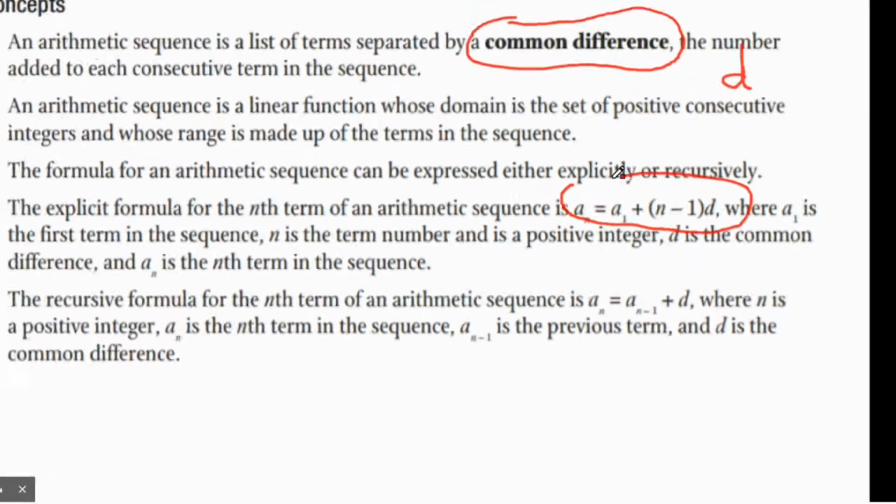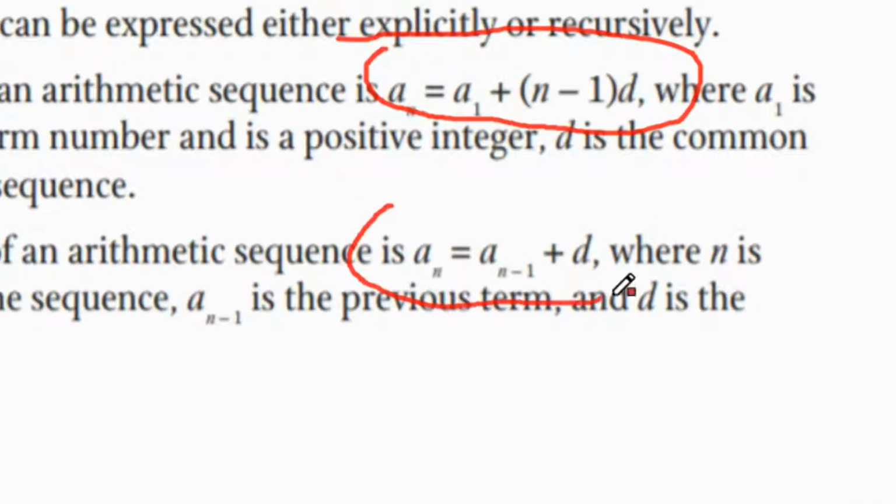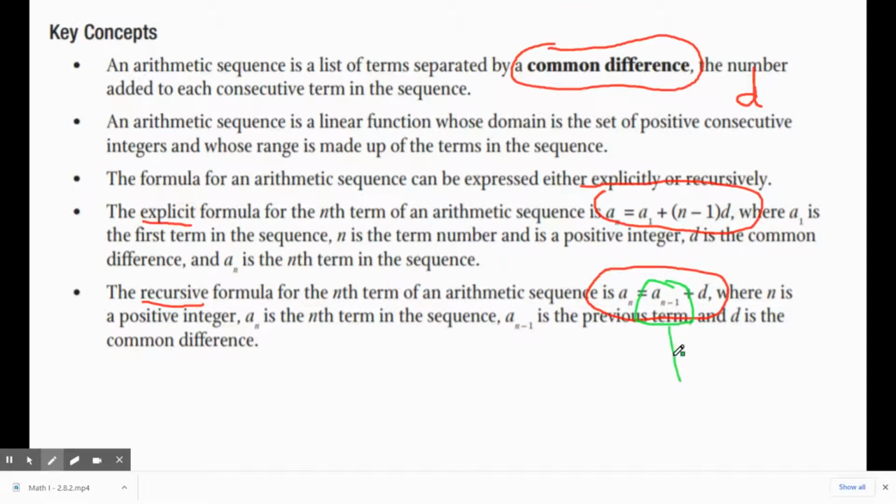This is the explicit formula, which is nice because you can just substitute the numbers in for n if you want the first term, the second term, the third term, the fourth term. You just substitute whatever value you would like in for n. The recursive formula is a little different. It still uses that common difference, but remember, it uses the previous term. And if you remember, this term right here, a n minus 1, means the previous term.